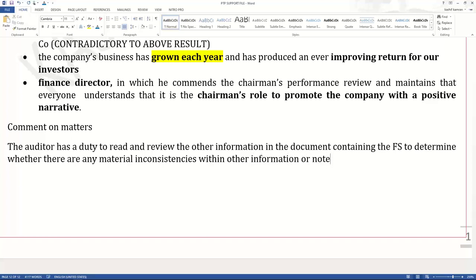So you started not with an accounting standard, you started with an auditing standard because you were commenting on the chairman's statement, which is part of ISA 720. So you said the auditor has a duty to read and review the other information in the document containing the financial statements to determine whether there is any material inconsistency within other information or not.